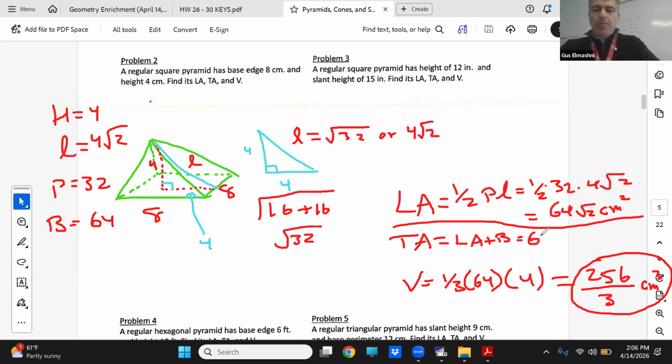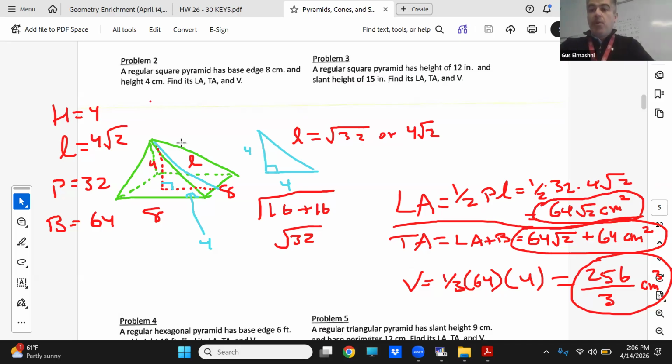LA is 64 root 2, and of course, the B is 64. And that's square centimeters. Sorry, 64 root 2. Okay, we're good?